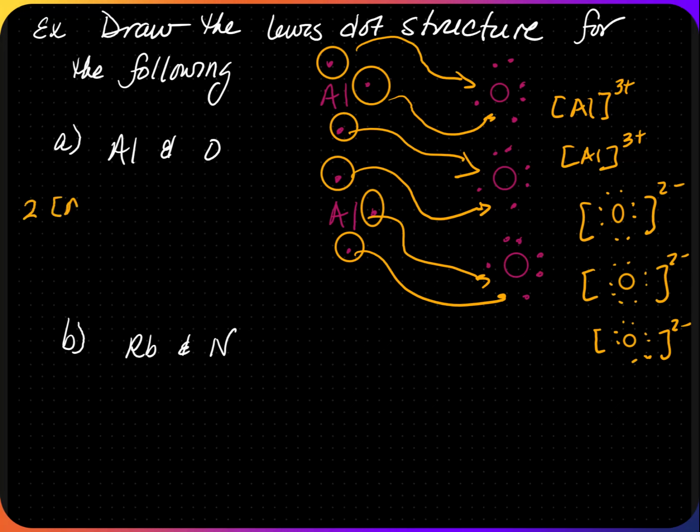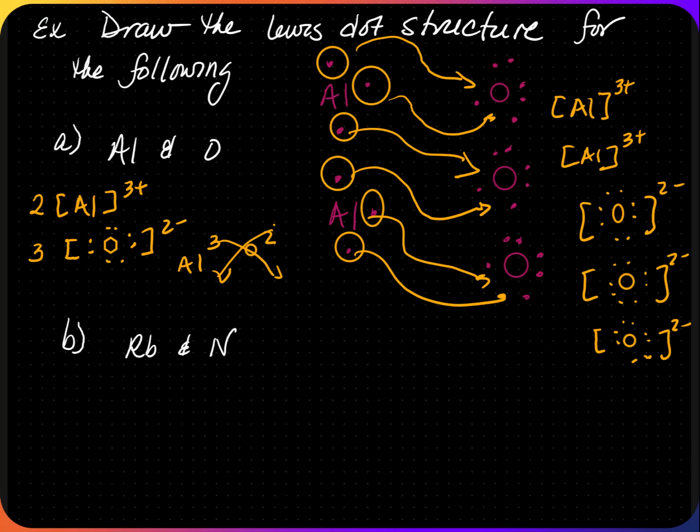There are 2 Al 3+, and then there are 3 oxygens with full octet 2-. And this is correct. When we write our nomenclature, aluminum has a charge of 3, oxygen has a charge of 2. I cannot reduce. So when I crisscross down, this becomes Al2O3. So when I bond, I need 2 aluminum atoms that become ions, and I need 3 oxygens, and that's what we have in the bonding.